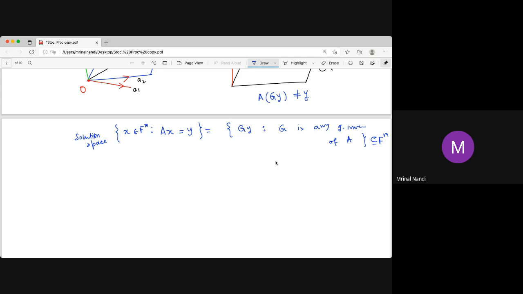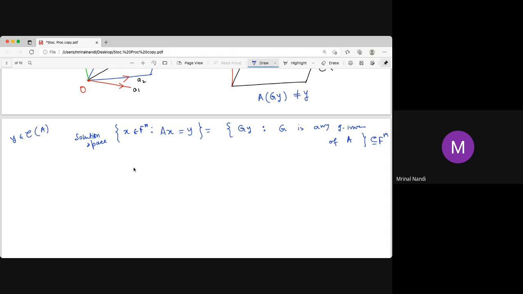Now we change your g, and if there is only one g inverse, there is a unique solution. If there is more than one g, then it will be infinite. But it may so happen that there are infinitely many g, but this set is phi. Why? If y does not belong to the column space of A, then gy, sorry, these two are equal if I take y in the column space of A.